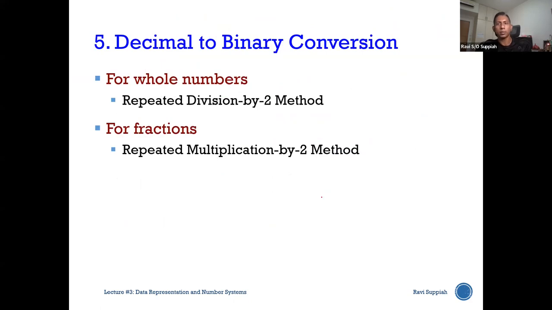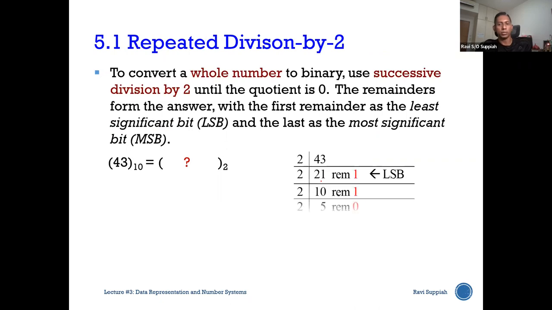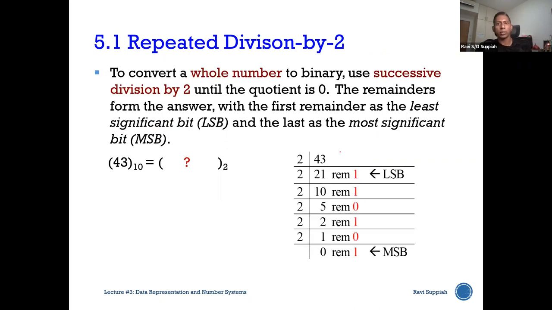How do you do decimal to binary conversion? This is just to show you how it is done, but you can easily do it using a calculator. Basically, what you need to do is a continuous division by 2. Let me show you step by step over here.